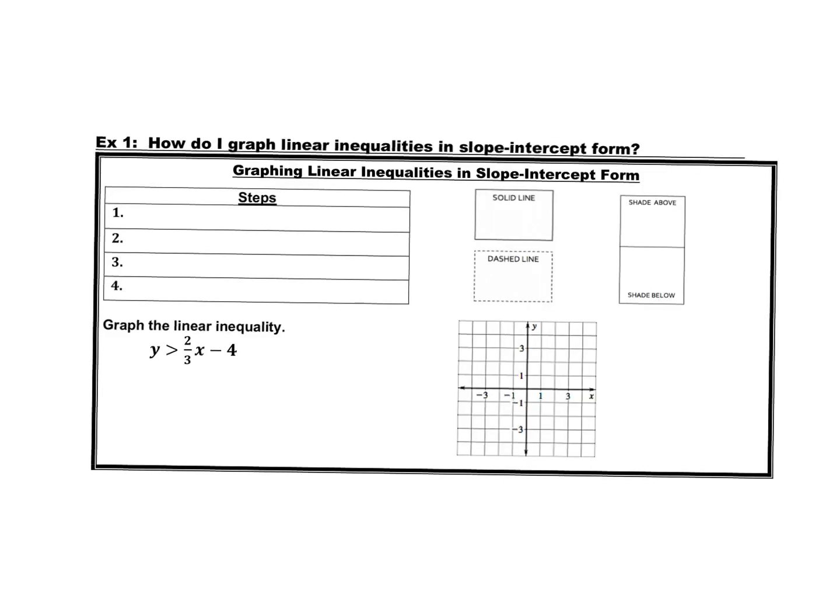All right, example number 1, how do I graph linear inequalities in slope-intercept form? Let's go through the steps, and then we'll go back through and I will show you how you're going to graph it. So the first step is that you need to solve for y. If we're going to graph it in slope-intercept form, you need to make sure that it's been solved for y. The second step is we're going to take the slope and the y-intercept and plot the points.